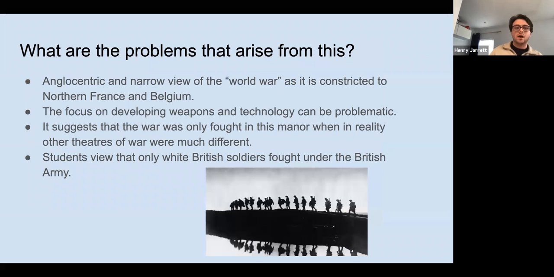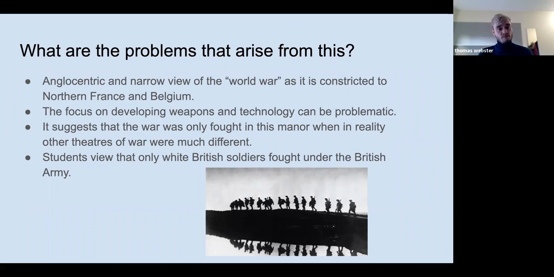And then we sat and discussed what are the problems that arise from this? As Tom said previously, it creates a very Anglo-centric and narrow view of what is called the World War. It constricts students' perception of it to being just a war fought in northern France and Belgium between Great Britain and Germany, with no nod to the fact that the French were there as well.